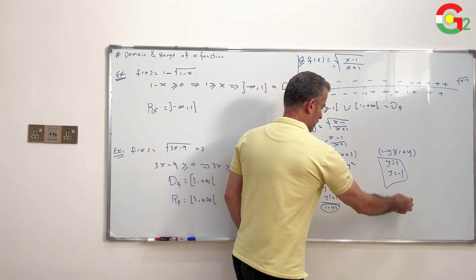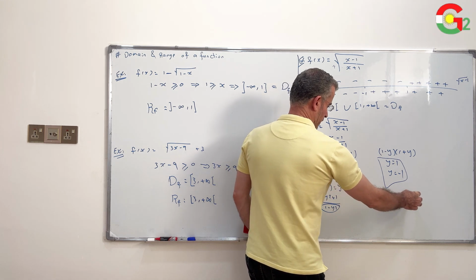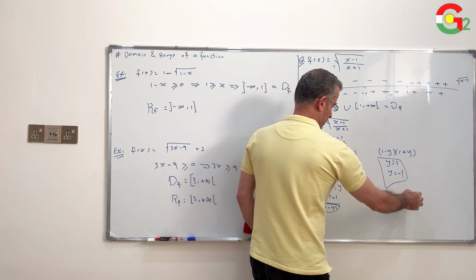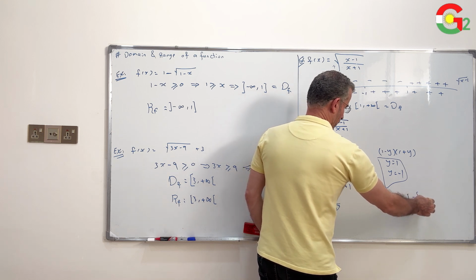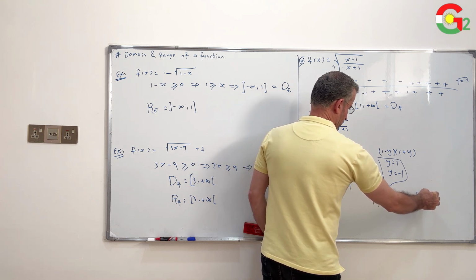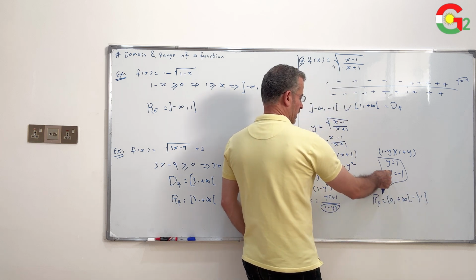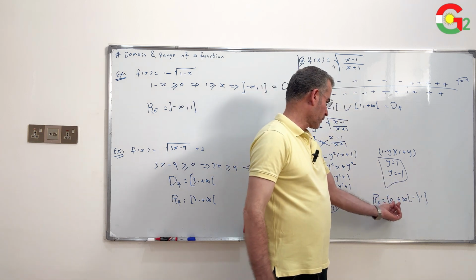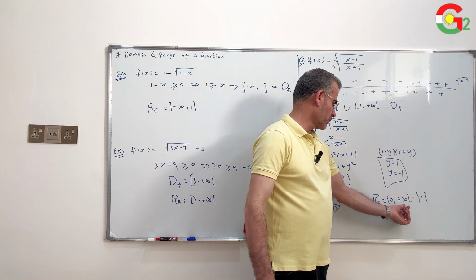Then the range will be 0 to infinity, except 1, since negative 1 is already not contained in the interval 0 to infinity.